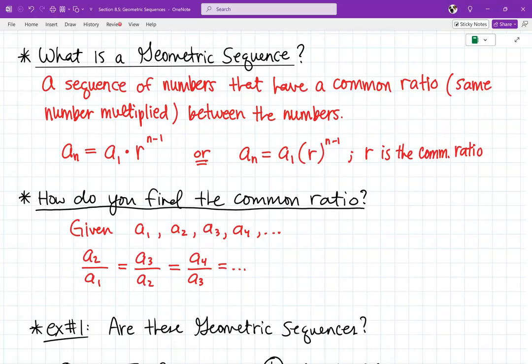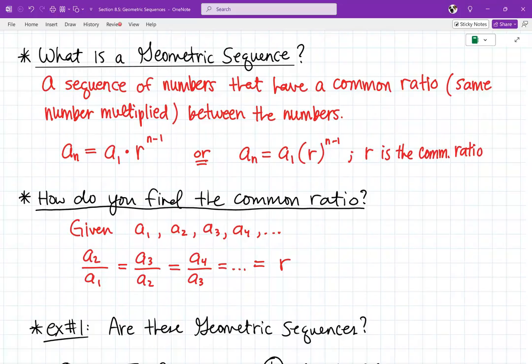So you don't do a1 divided by a2. Don't go left to right. You're going right over left, right over left, right over left. So a2 over a1, a3 over a2, a4 over a3. And if you keep doing that and you get the same exact value every single time, then that's equal to our common ratio. That's equal to r.